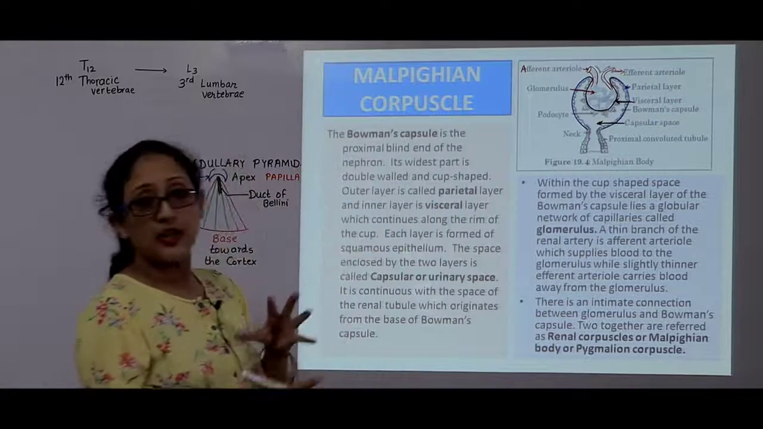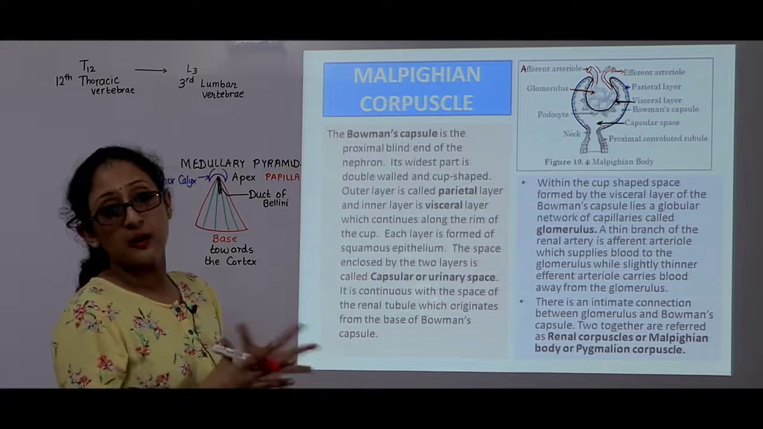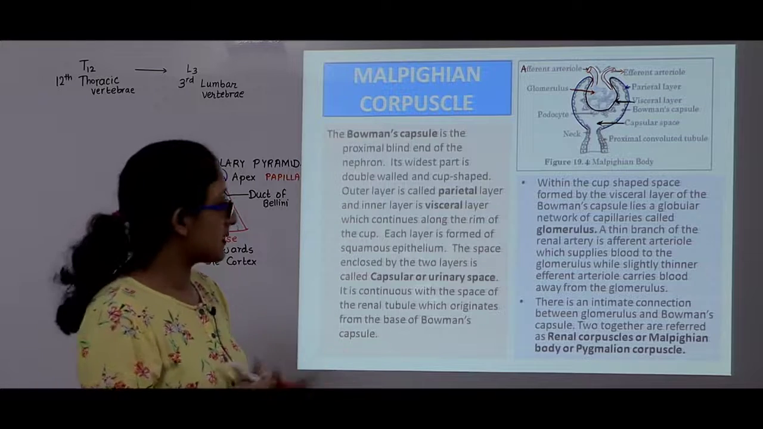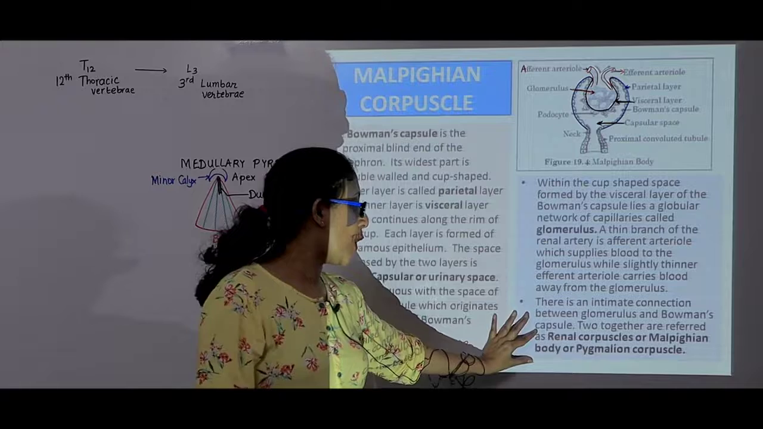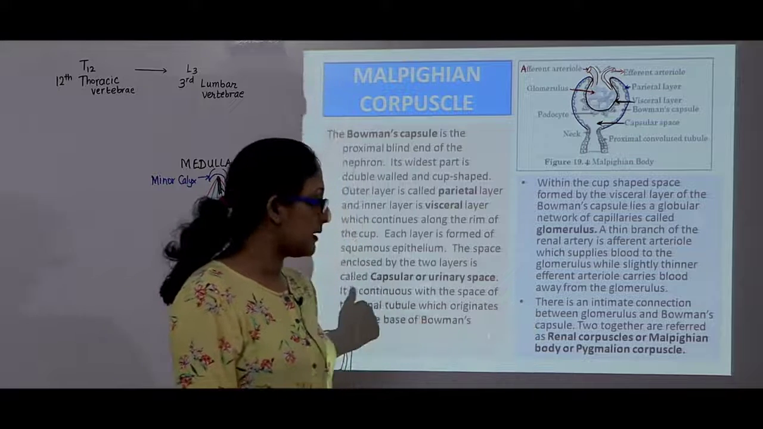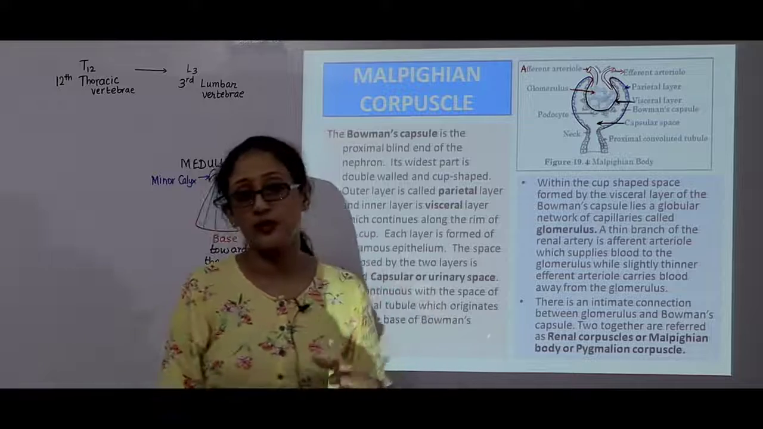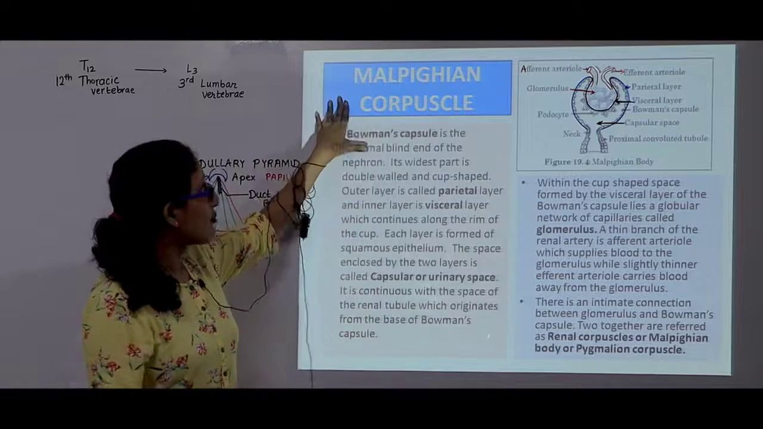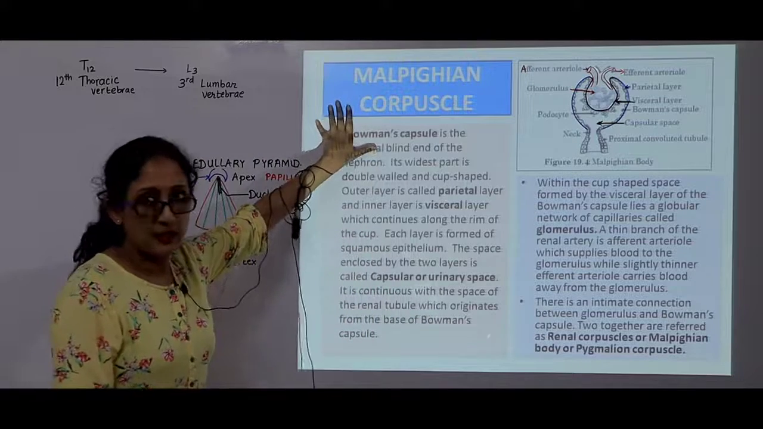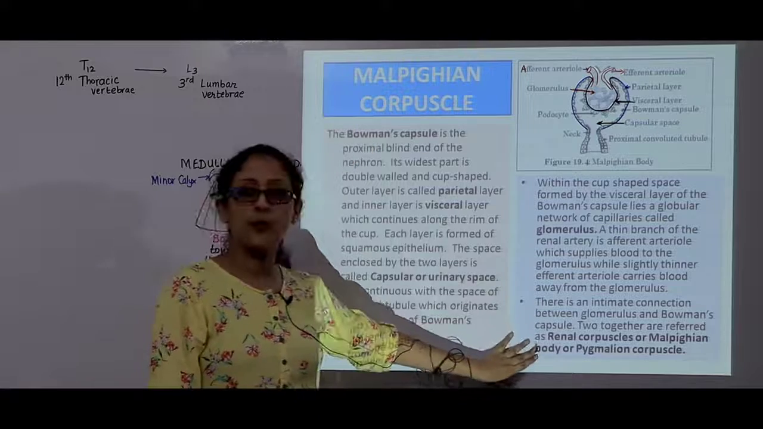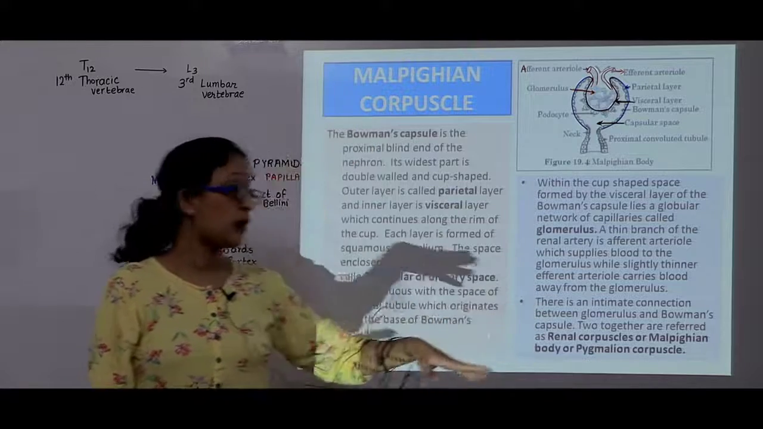There is an intimate connection between the glomerulus and the Bowman's capsule. This together is called the Malpighian corpuscle, the renal corpuscle, or the Pygmalion corpuscle. So there are multiple names for the Malpighian body or Malpighian corpuscle. It's either called renal corpuscle or Pygmalion corpuscle.